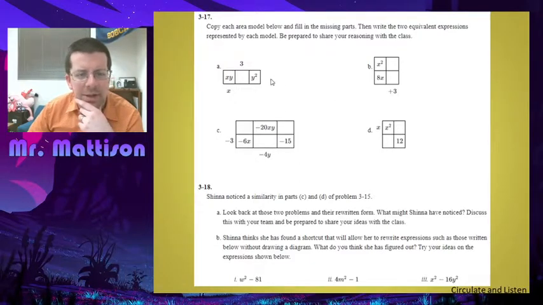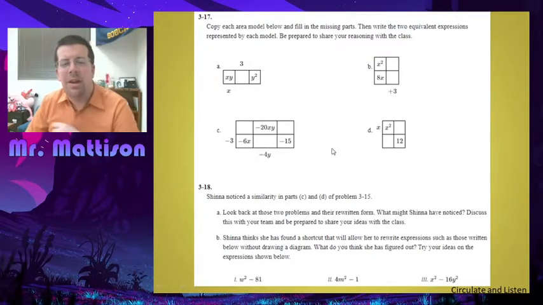And then I'm not sure why on A they put the 3 here as opposed to putting the 3 here. Pretend like this 3 is down here. The book did it. I'm not sure why, but there you go. So put the 3 there and then fill out all of the missing areas for all of these ones, and then come back and we'll talk about those.